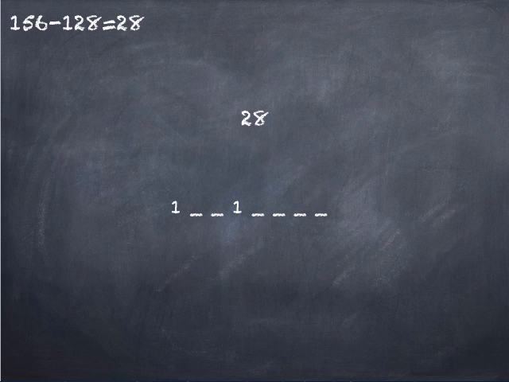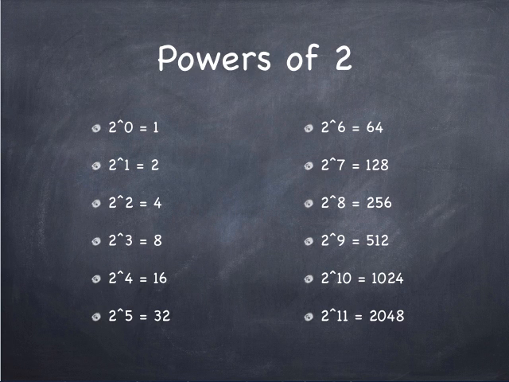So we'll mark that position with a 1. 2 to the 0, 2 to the 1, 2 to the 2, 2 to the 3, 2 to the 4, for a value of 16. 28 minus 16 equals 12. So we still have 12 to worry about. Pull up the powers of 2. What's the highest power of 2 that we can use without going over?